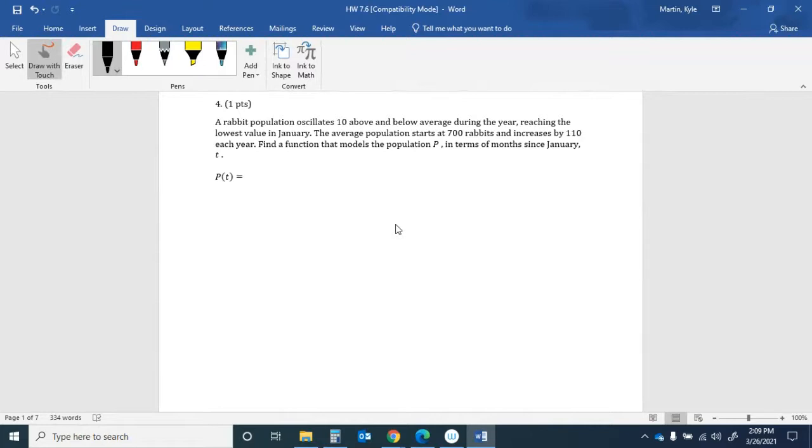Okay, a rabbit population oscillates 10 above and below average during the year, reaching the lowest value in January. The average population starts at 700 rabbits and increases by 110 each year. Find a function that models the population P in terms of months since January. All right, this is a doozy.